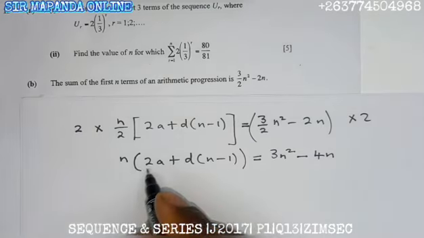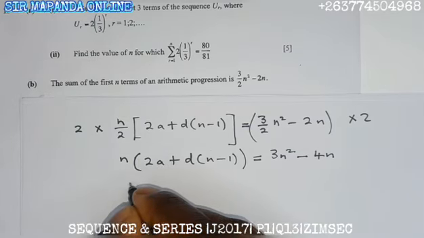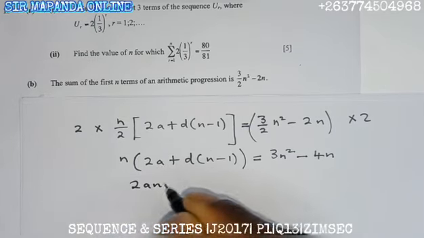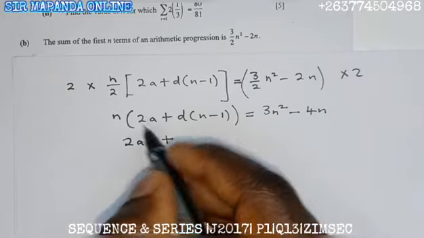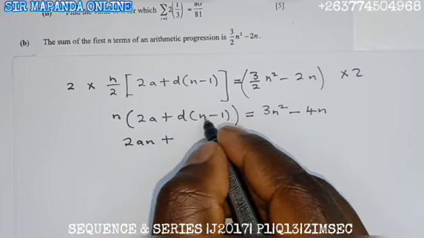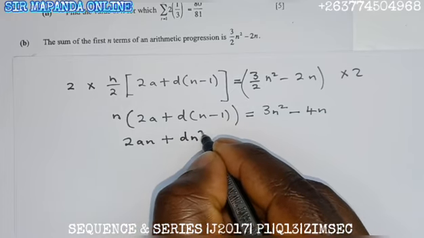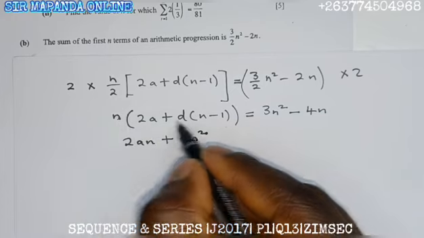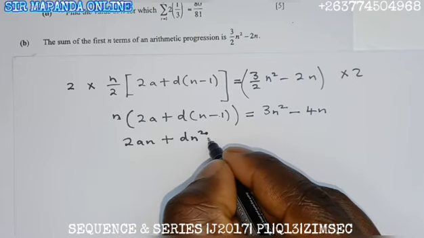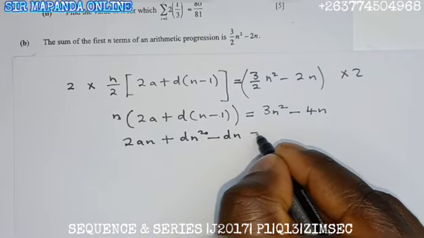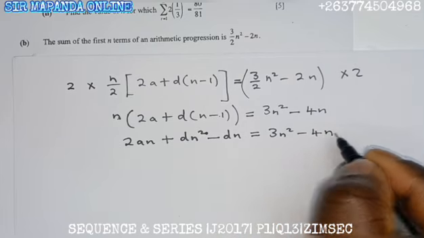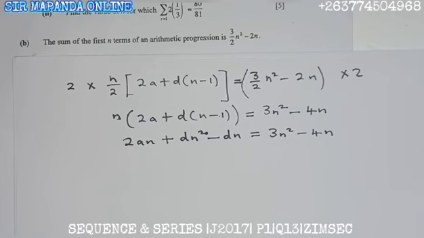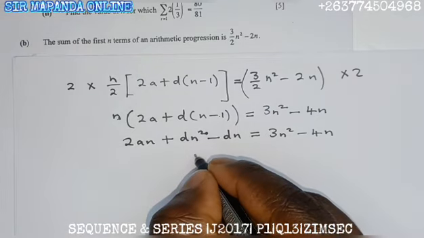Right, so I'm now removing the bracket on the left. You get 2an, plus n times d, you get dn squared. Then n times d, you get dn, times minus 1, you get minus dn, is equal to 3n squared minus 4n, something like this. So to find d and a, we equate the coefficients.